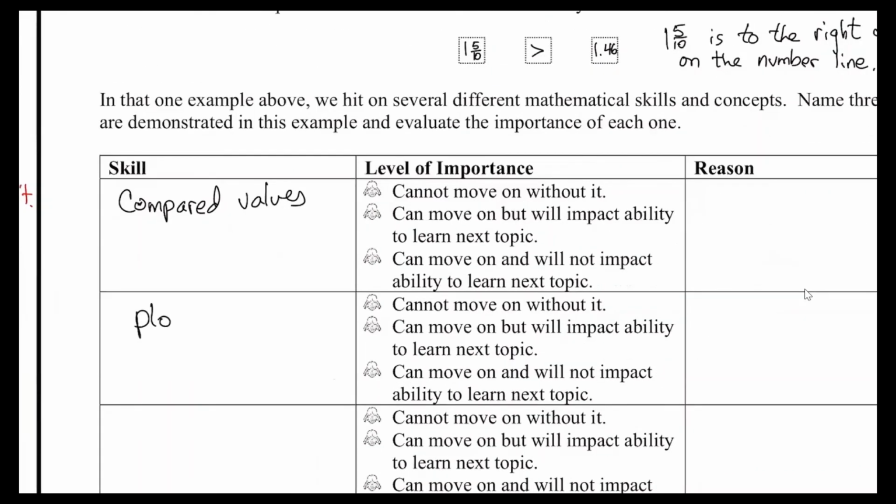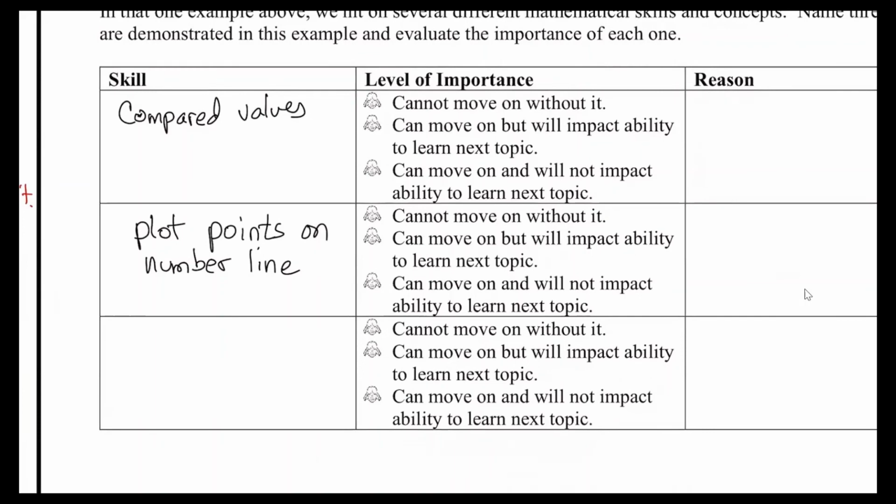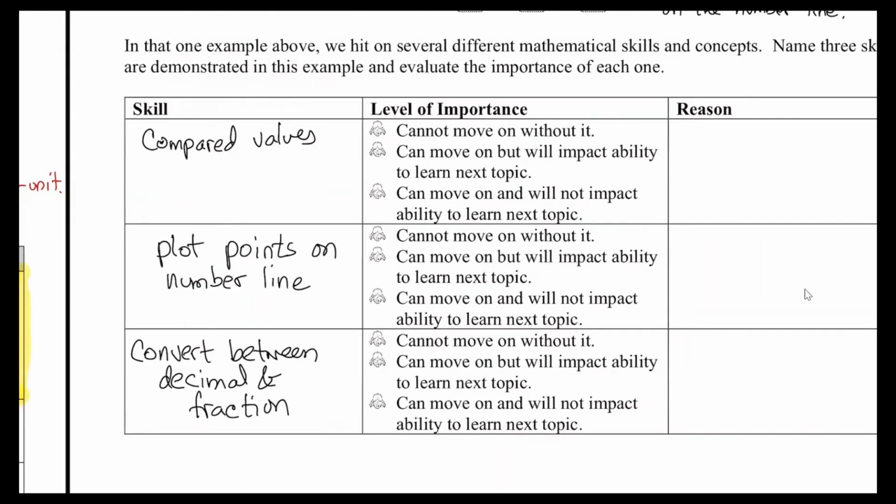Plot points on a number line. And there may be more than 3 skills. We're just only focusing on 3 of them. Just to keep it brief, I'll say convert decimal to fraction form, vice versa. So in this case, we want fraction to decimal. So convert between decimal and fraction. Now, again, that one example, it was a 2-parter, all right, so I'll give you that, but that one example hit on at least these 3 concepts.